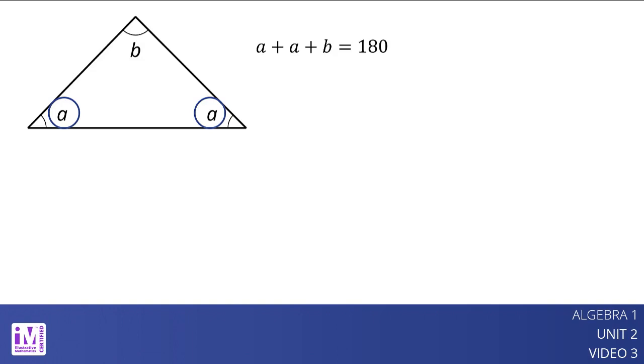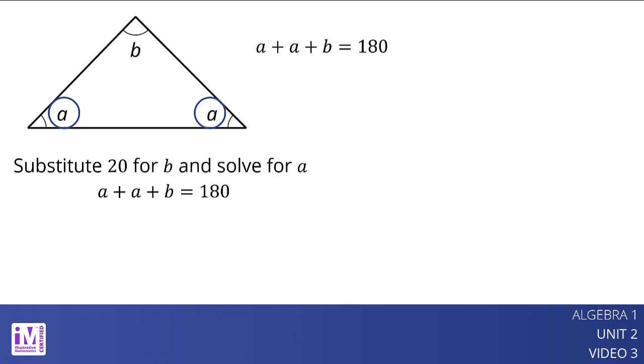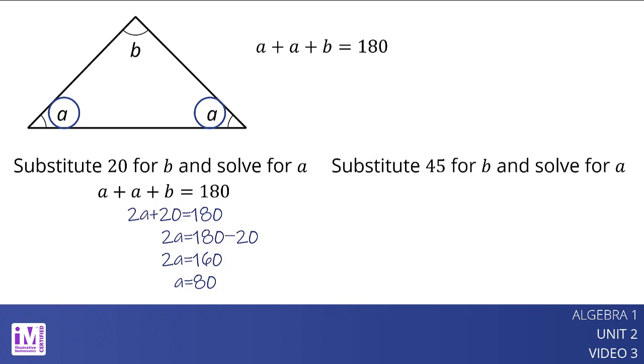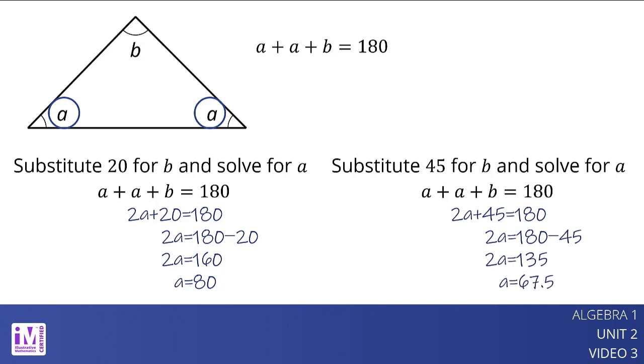Suppose we want to find a when b is 20 degrees. Let's substitute 20 for b and solve for a. So a is 80. What if b is 45 degrees? Let's substitute 45 for b and solve for a. So a is 67.5.